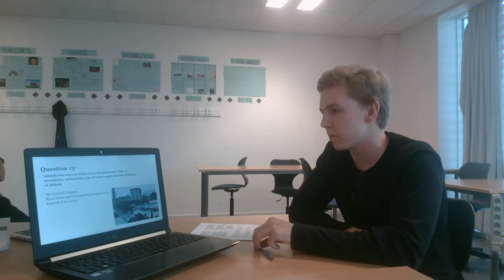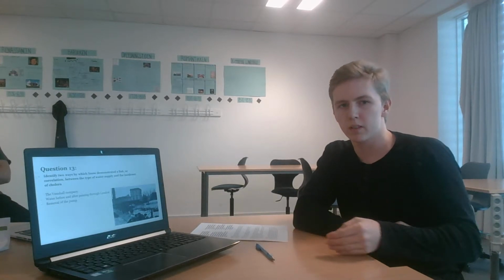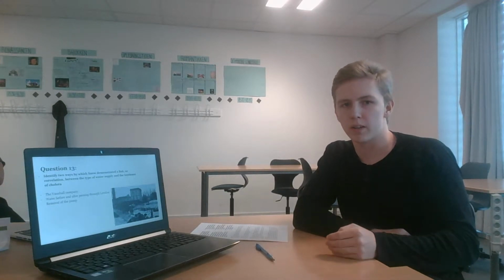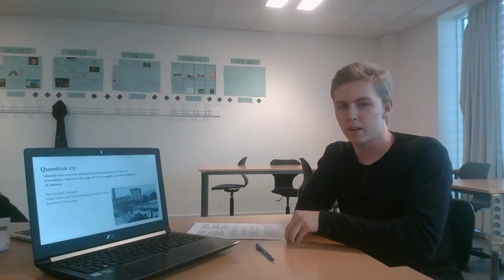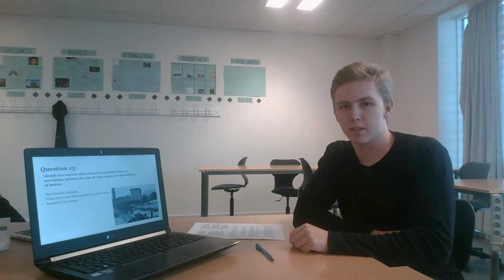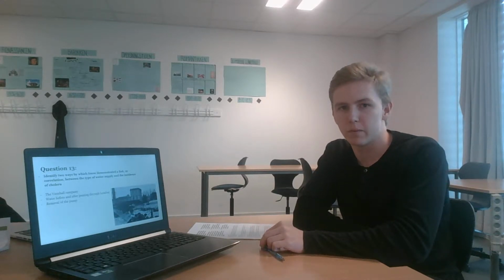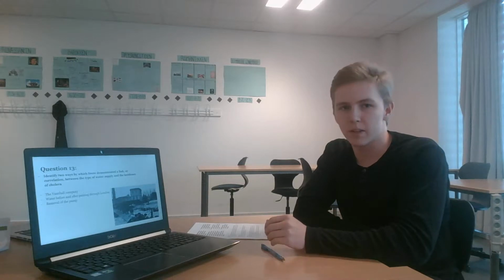Identify two ways by which Snow demonstrates a link or correlation between the type of water supply and the incidence of cholera. Well, first he found out that people who got their water before it entered London were much more likely to not develop cholera compared to those who got their water after it had already passed through London. Because by passing through London, there was a lot of waste, and people used it as toilet waste and all kinds of things they threw in the river. So after it had passed through London, it would be filled with all kinds of bacteria.